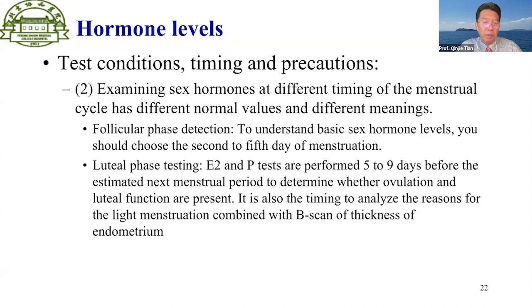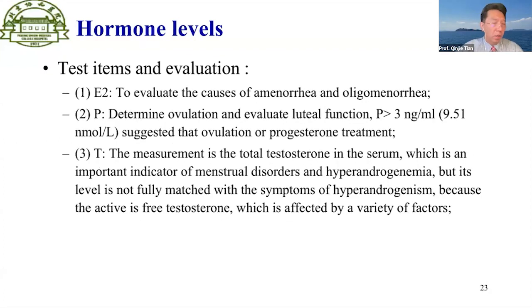It's a very common Chinese complaint, in conjunction with the ultrasound to evaluate the thickness of the endometrium, to seek the reasons for the light menstruation. Estradiol can assess the etiologies of amenorrhea and oligomenorrhea. Progesterone determines the ovulation and evaluates the luteal function.